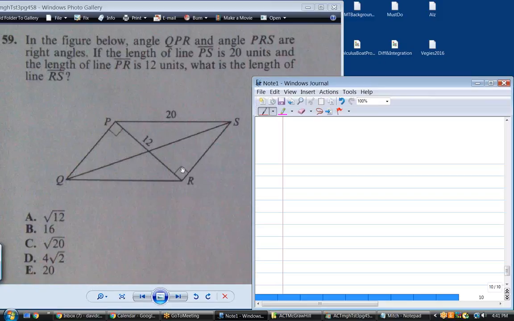We can see there's a right angle there and a right angle there. They're telling us PS is 20, it's labeled. And they're telling us PR is 12, it's labeled. The only thing I might have questioned was whether 12 is the distance from P to that intersection, or is it the distance from P to R? Well, it's P to R. And they want the distance from R to S. 16. Because it's a 3, 4, 5 triangle.